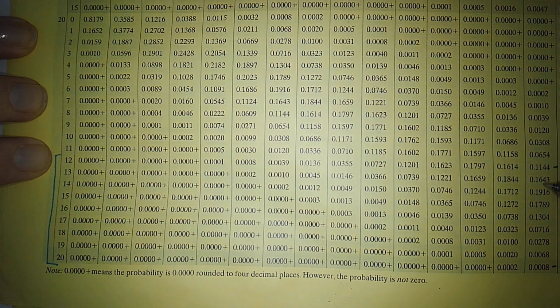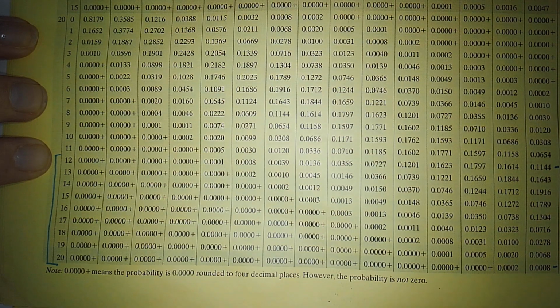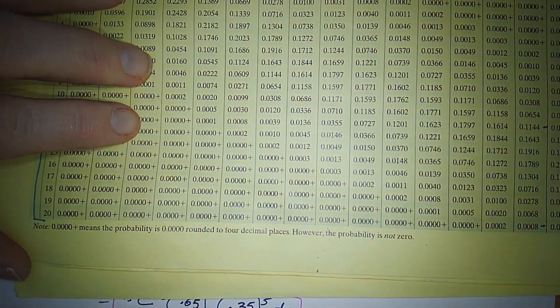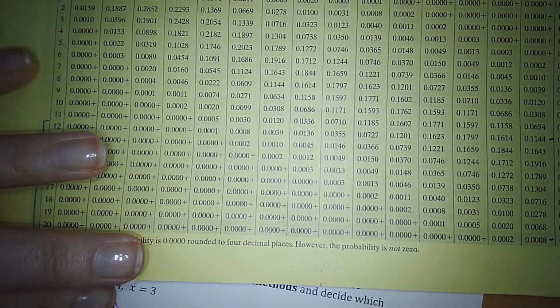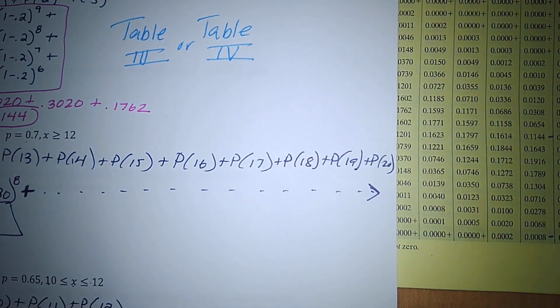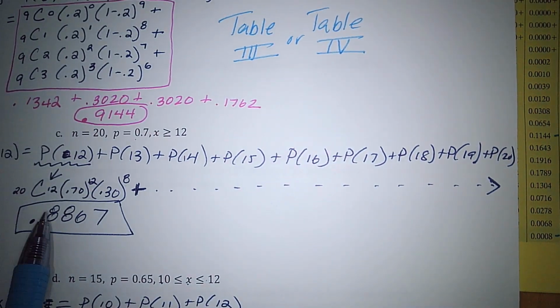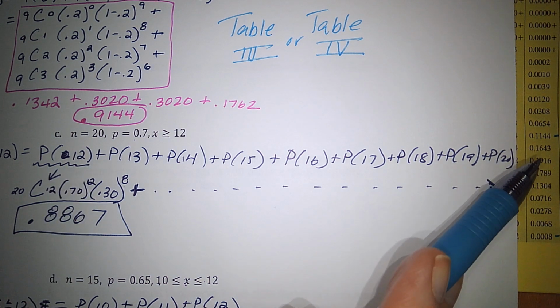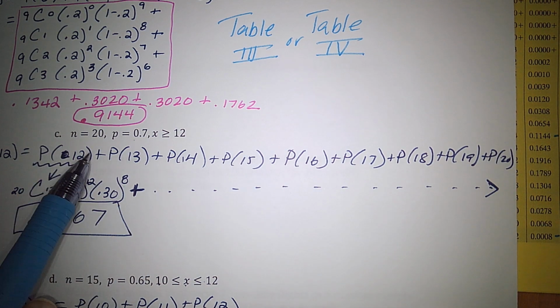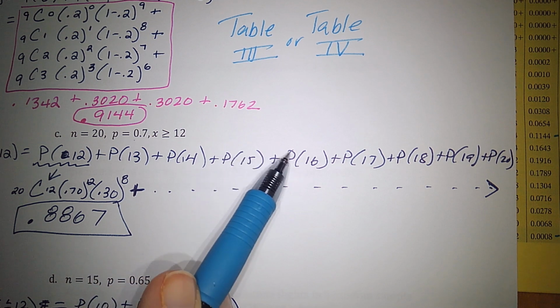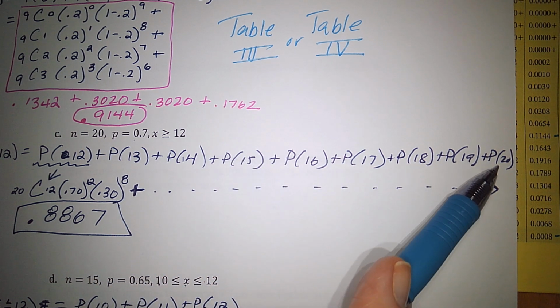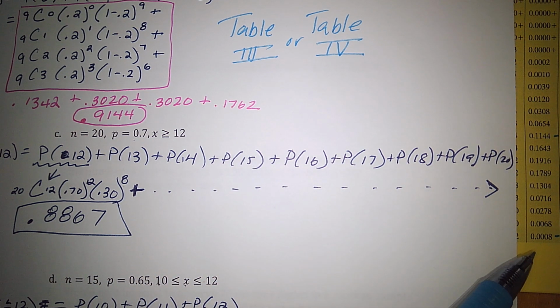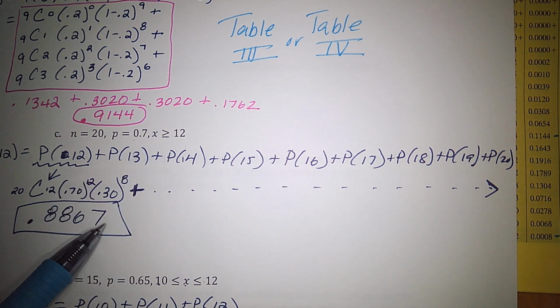And when I add all of these values together, you're going to get the same value that you had in your lecture notes, which should have come out to be 0.8867. So all of these values over here are all of the individual probabilities listed here. And when you add up all of those individual probabilities, you're going to end up with 88.67%.